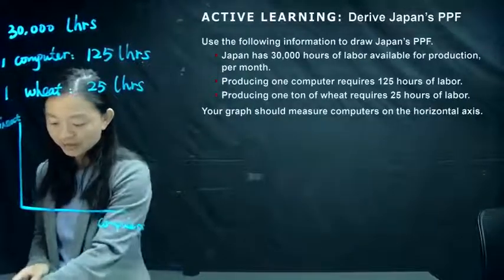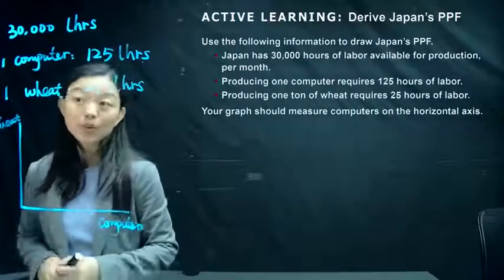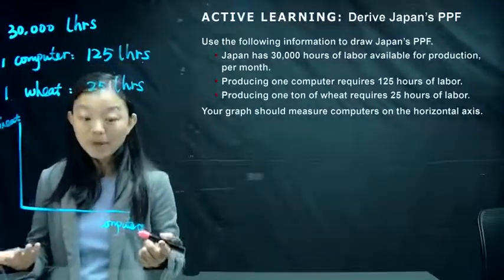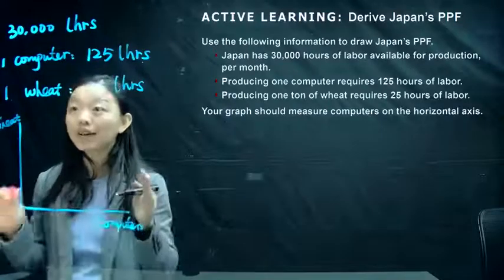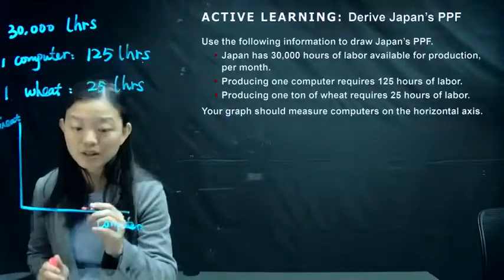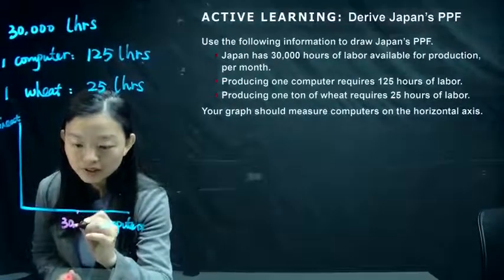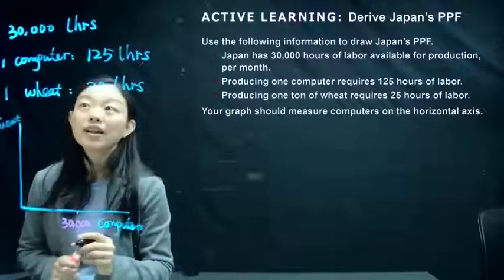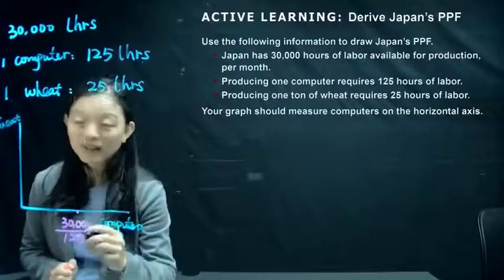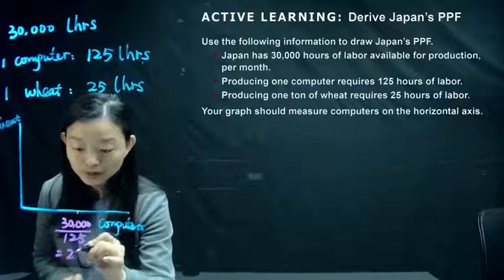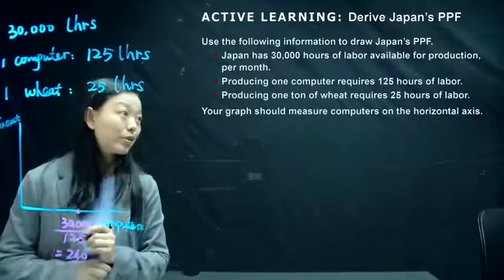Very similar, okay? First, we know this PPF is a straight line, so we just need to find 2 points, right? So can you tell me how many computers that Japan can produce maximum? Use all the labor hours just in computers production. So here we will have 30,000 labor hours divided by 125 for one computer. Then that will be 240 computers will be available. So this is 240 computers.